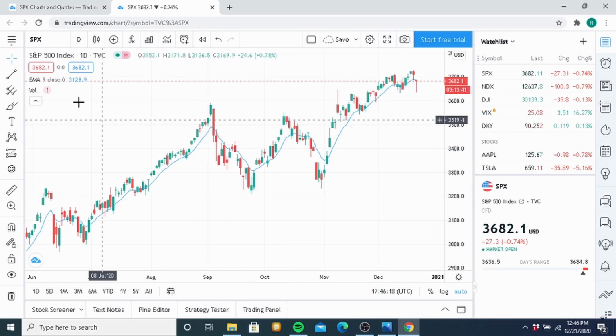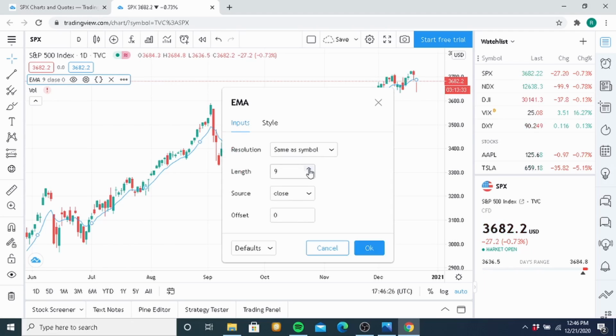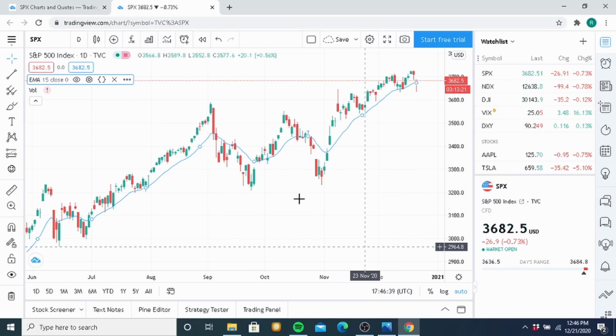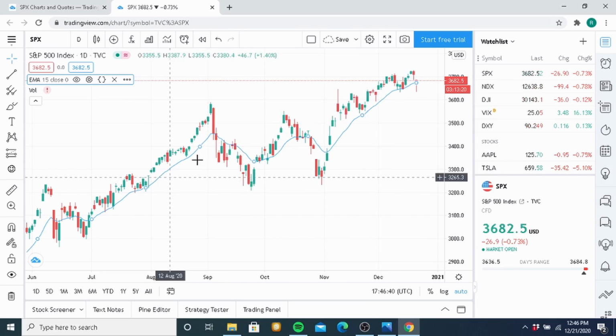The default for this website is 9 trading days, but you can change that to however many trading days you want. Click on this icon right here and adjust the length. The length will correspond to the amount of trading days you want to calculate. So if you want to do a 15-day EMA, bump up the length to 15. And there you go, there's your 15-day EMA.